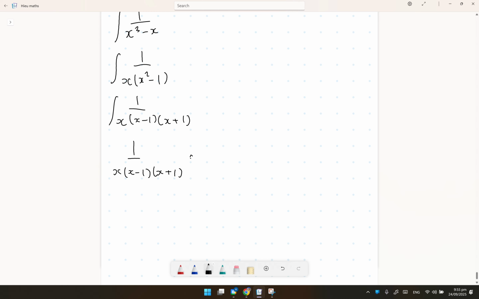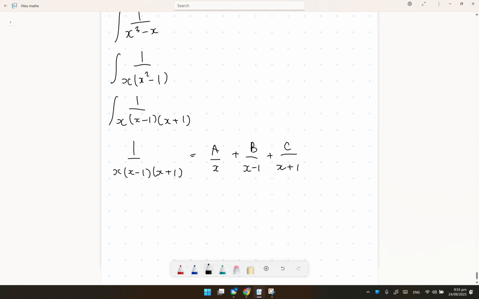Okay, so we can rewrite this equation as, let's see, so this is x, so then this is going to be a over x. Next, we have x minus 1, and so it's going to be plus b over x minus 1. And then we have x plus 1, so we're going to have c over x plus 1.